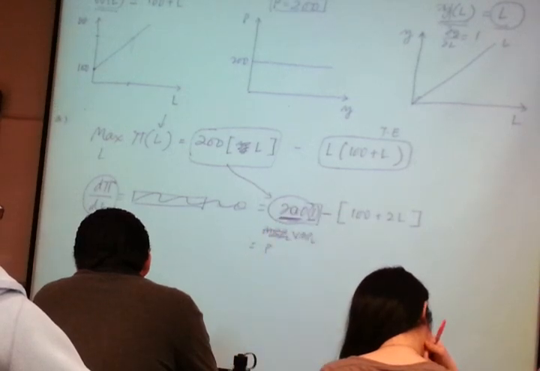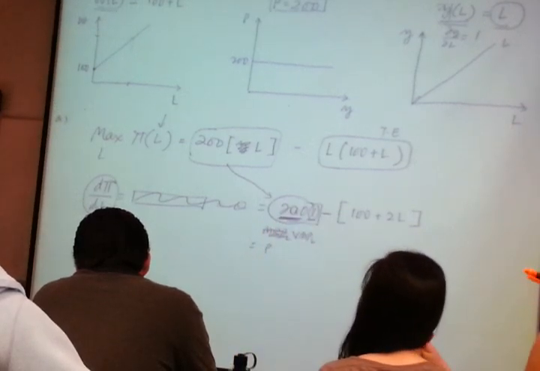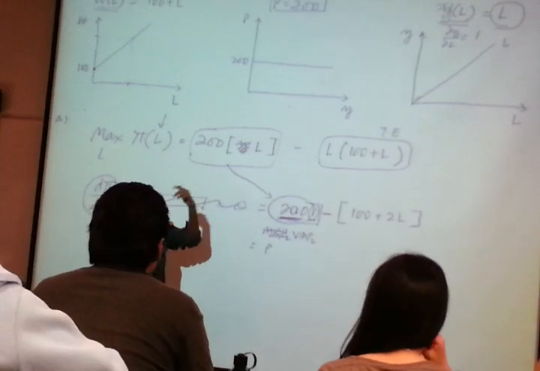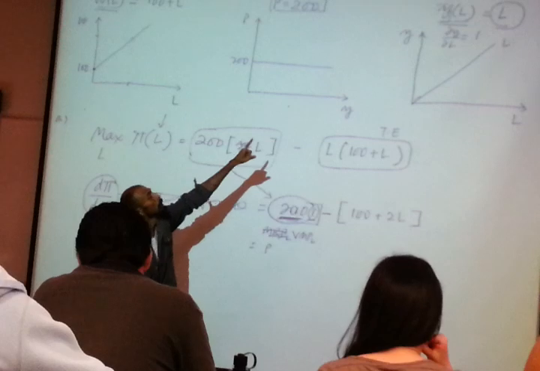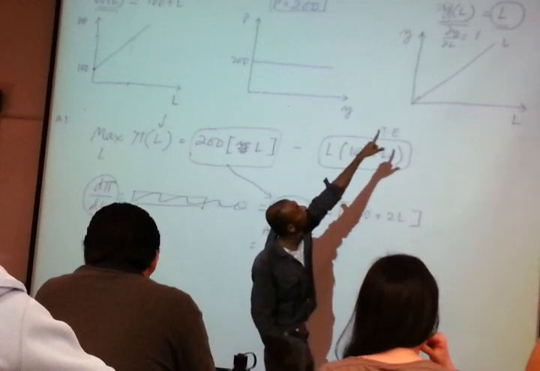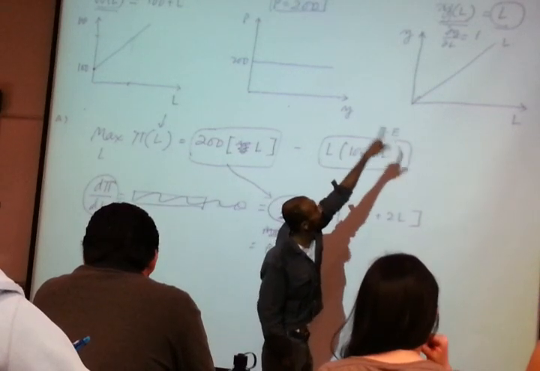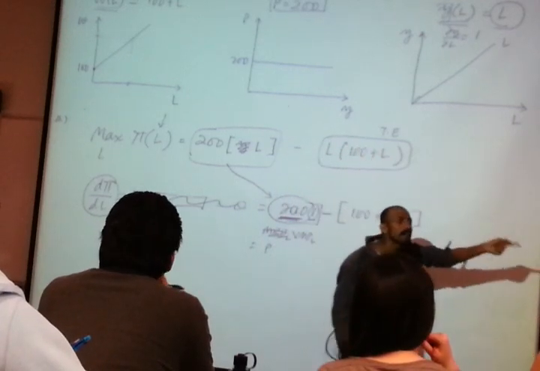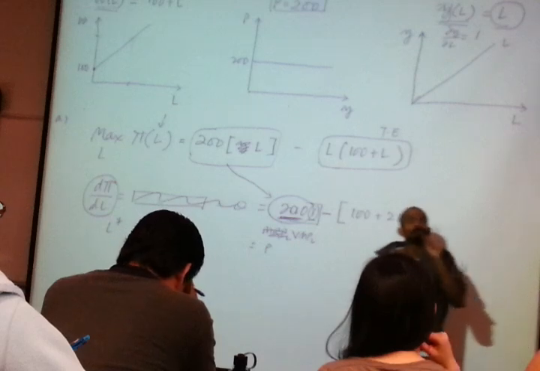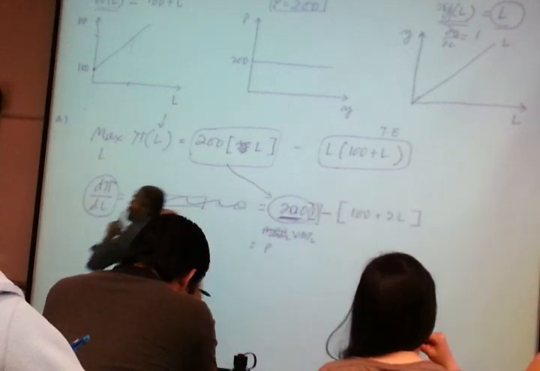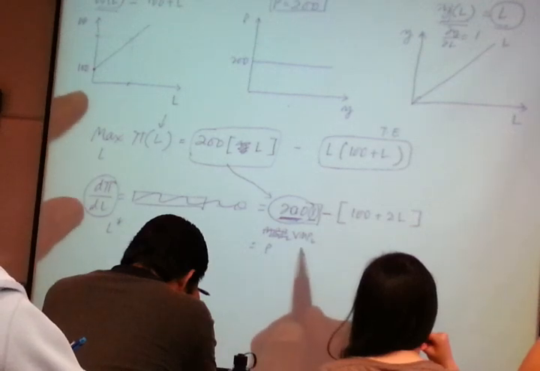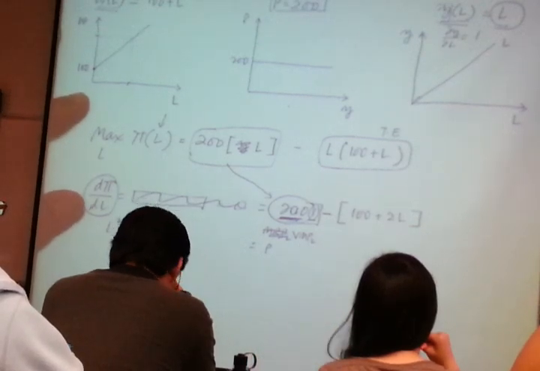Right? This is the value generated, the extra revenue generated by hiring one more unit of labor. Why? Because one more unit of labor will produce 1 unit of output. That output will sell for $200. Therefore, the extra revenue generated by hiring one more unit of labor is 200. That is the marginal revenue product, or in this particular case, value of marginal product.